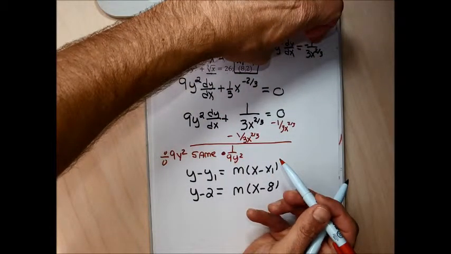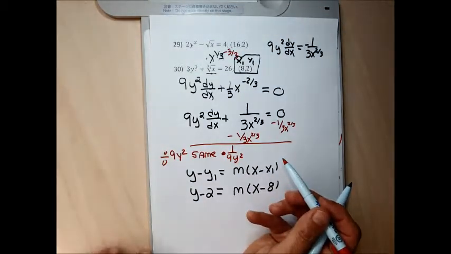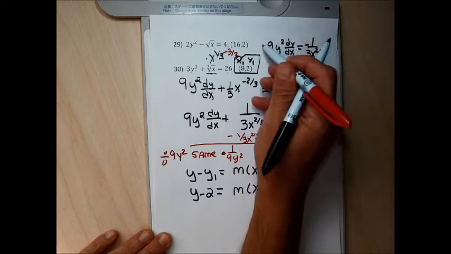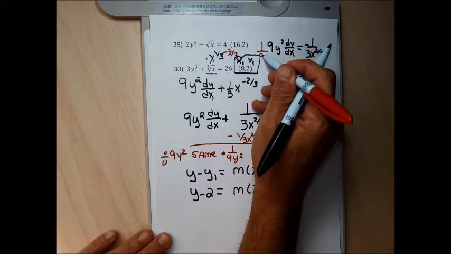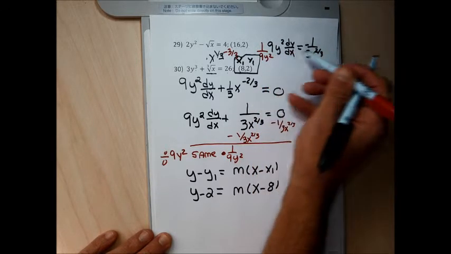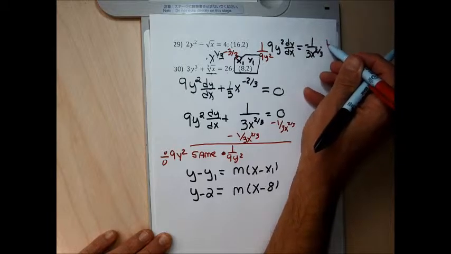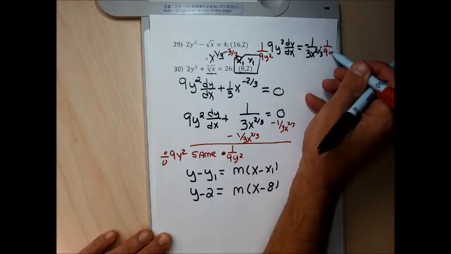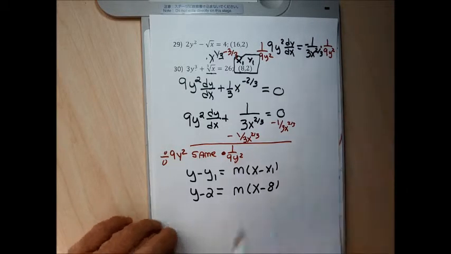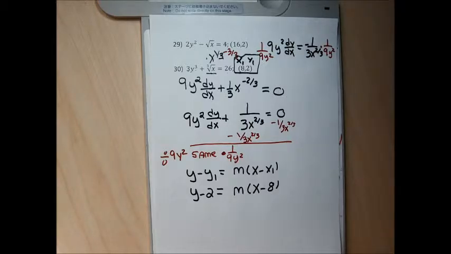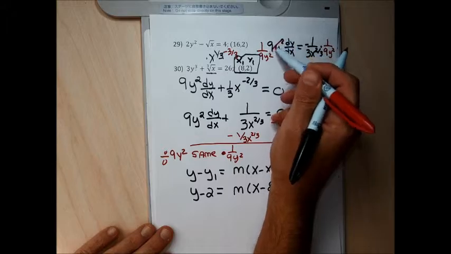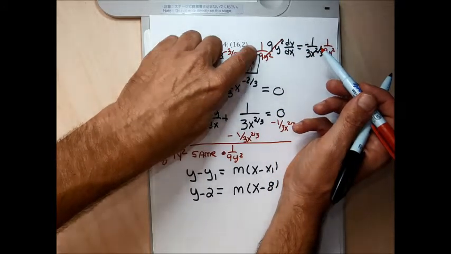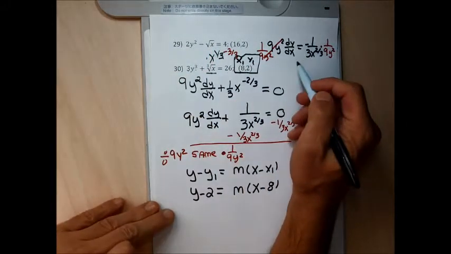So on this step right here, in my efforts to solve for dy dx, instead of dividing by 9y squared, I'm going to multiply both sides by 1 over 9y squared. And that's going to make, when I get to my calculator, the math a lot easier to do. On the left side, when I multiply by 1 over 9y squared, the 9y squareds cancel, it leaves me with 1 times dy dx, which is dy dx.